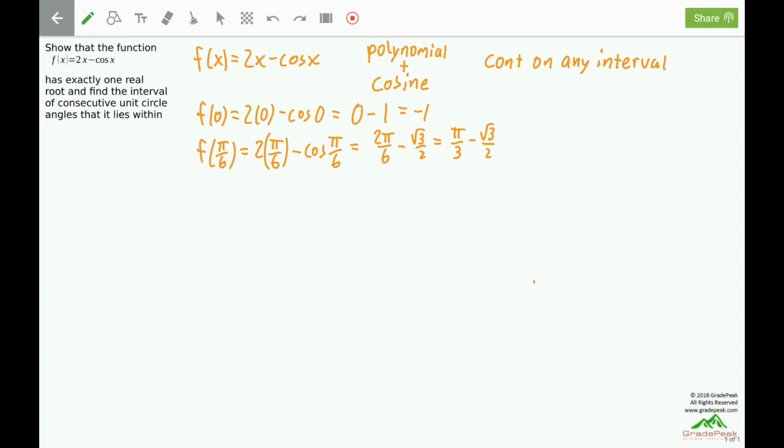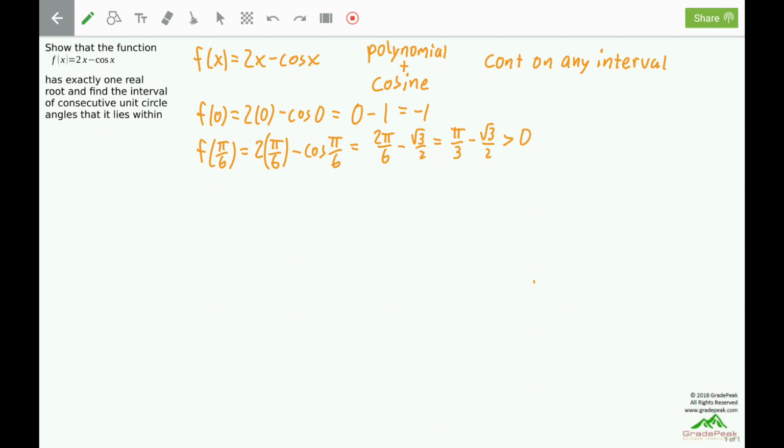Hard to tell at first whether that's positive or negative, but pi is bigger than 3, so pi divided by 3 will be bigger than 1. And then the square root of 3 is less than 2, because the square root of 4 is 2, so the square root of 3 will be less than 2. And so we have something less than 2 divided by 2, so that number will be less than 1. So we have a number that is bigger than 1 subtracting a number that is smaller than 1, and this is therefore a positive number. We can say that it's greater than 0.